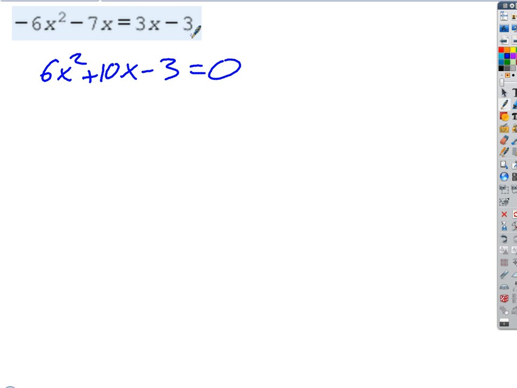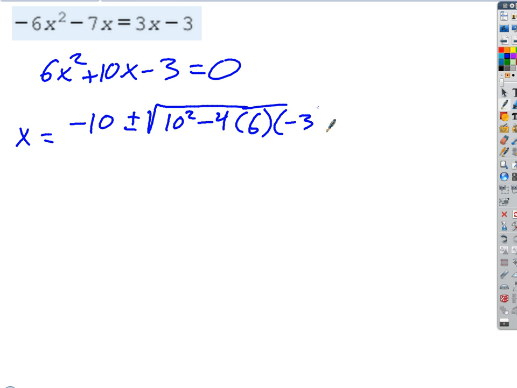Okay? So I moved everything over there so I get a positive number in the x squared. I could have moved it to the left and multiplied everything by -1 also. It's just one extra step is all. Okay? So once I get it there, what do I do? Quadratic formula. That's all we do now is quadratic formula. So x equals what then in quadratic formula? -10 plus or minus square root 10 squared. Good. 4 times 6 times -3. Good. Minus 4ac.